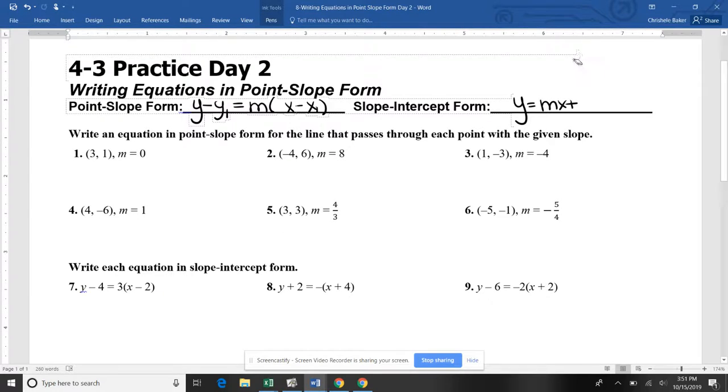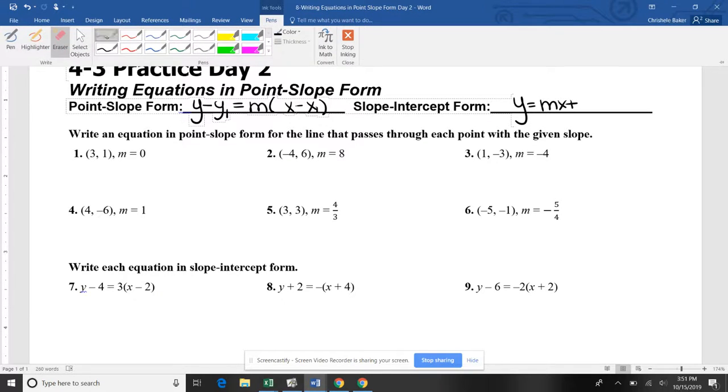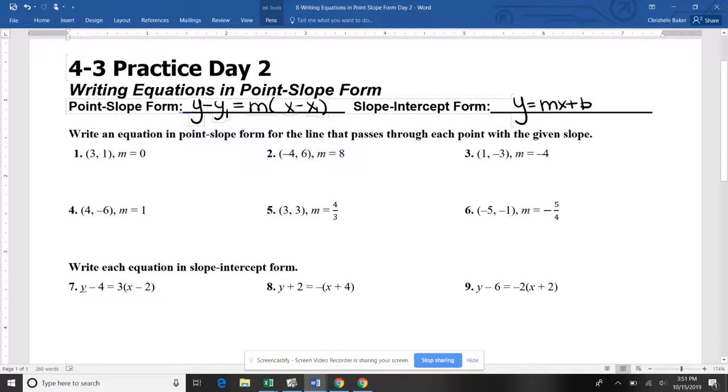So what we need to do is use our point and our slope to write our equation, and then we're going to distribute our m, and we're going to get y by itself. So I'm not going to start with number 1 because I have a slope of 0. I'm going to come back to that.